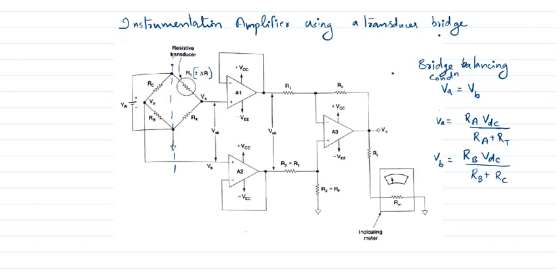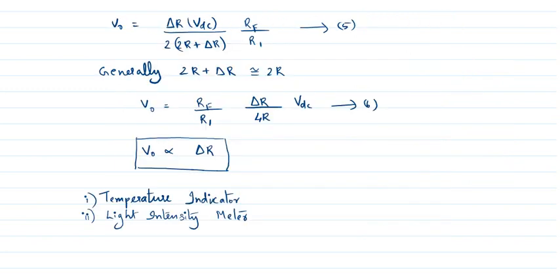So as the intensity increases, the resistance decreases. So we can see that there are some changes in the indicating meter. So we can correspondingly plot the graph or take down the values. We can understand that there will be changes in the transducer bridge. Okay, so these two are the applications: the temperature indicator and the light intensity meter.